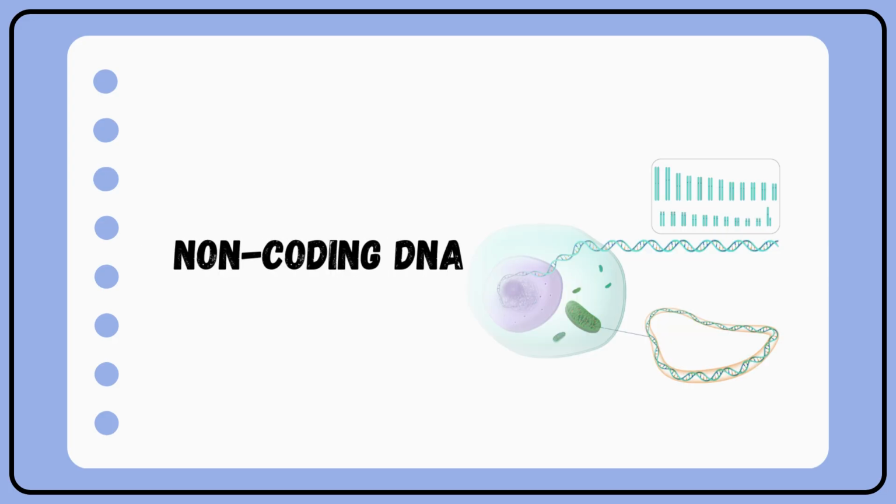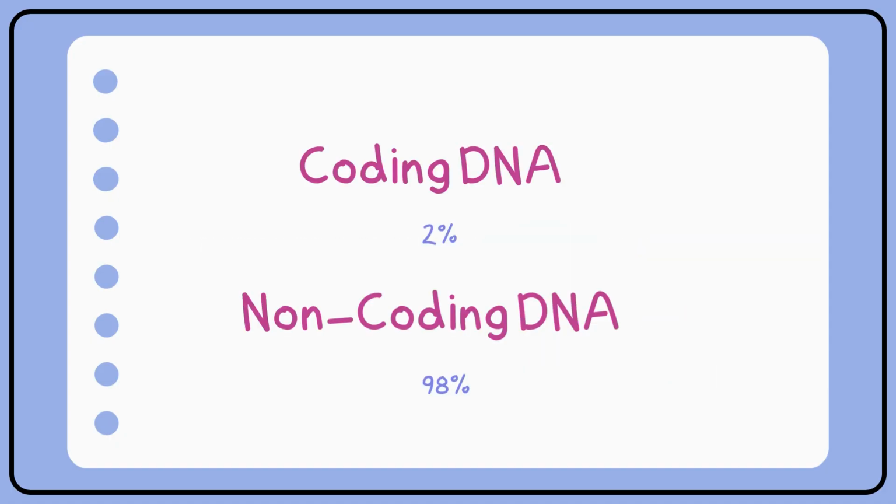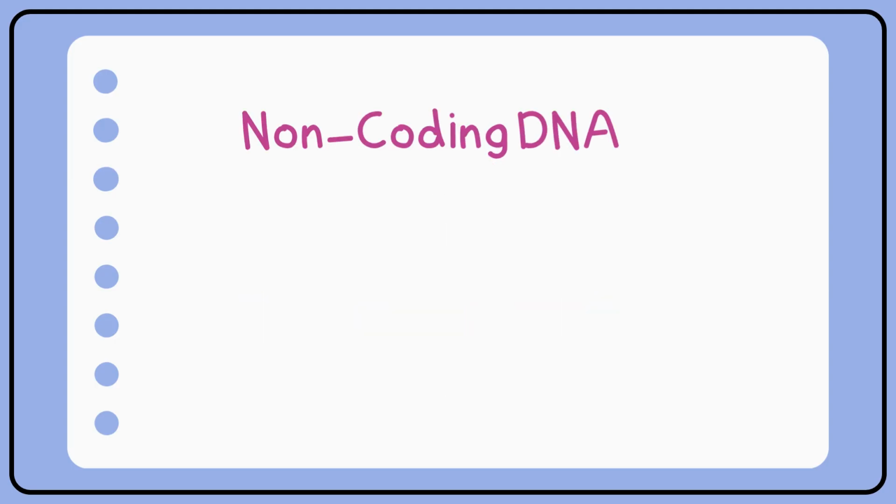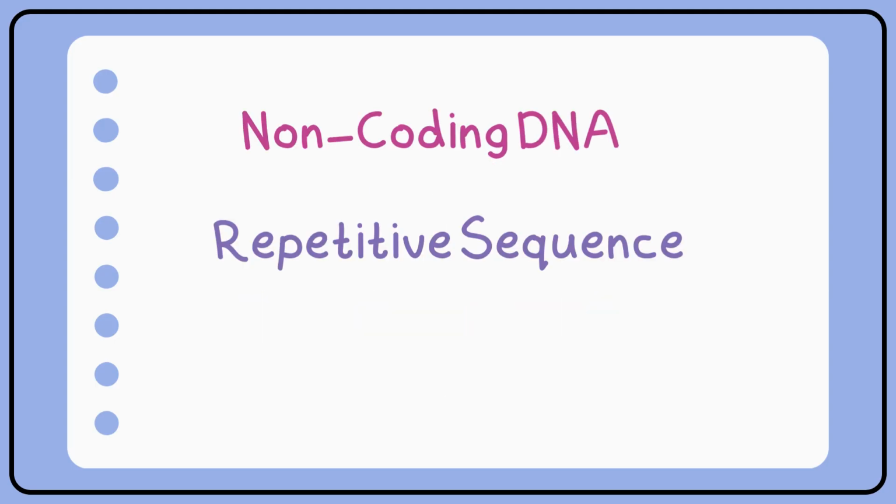So here we want to look at a very major subunit of the human genome, which is the non-coding segment. It is very interesting that the protein coding genes account for just less than 2% of our entire genome. And the remaining 98% of our genome consists of non-coding DNA regions, and most of this non-coding segment consists of repetitive DNA.